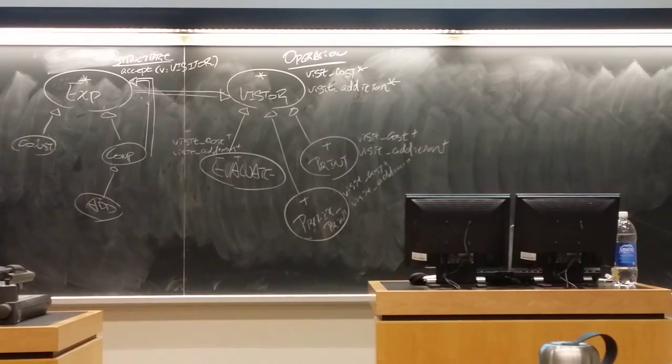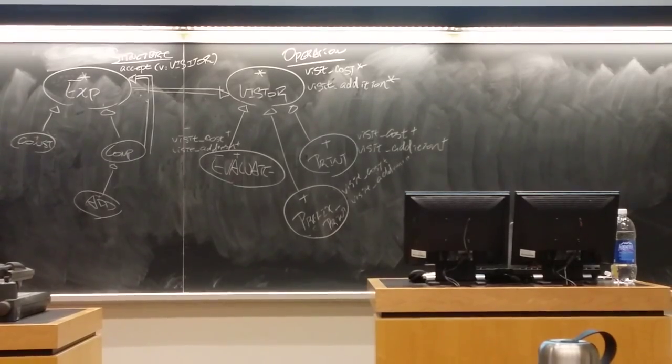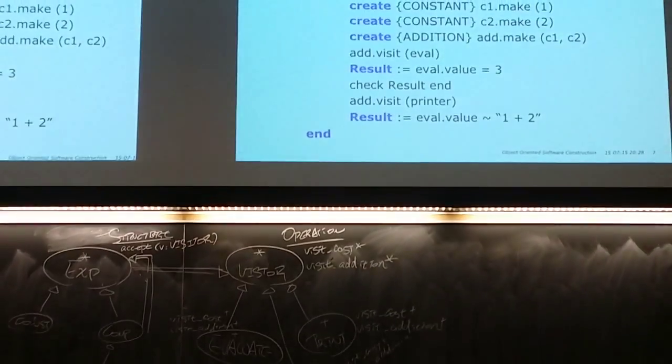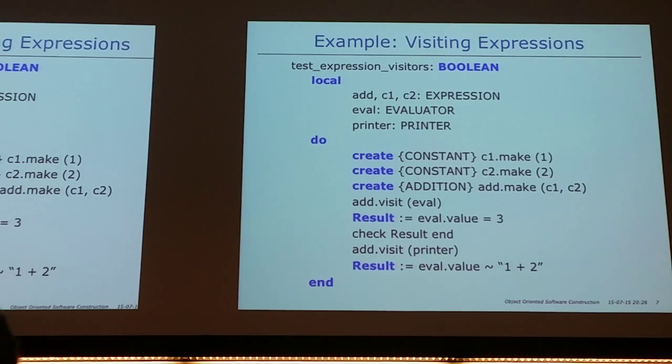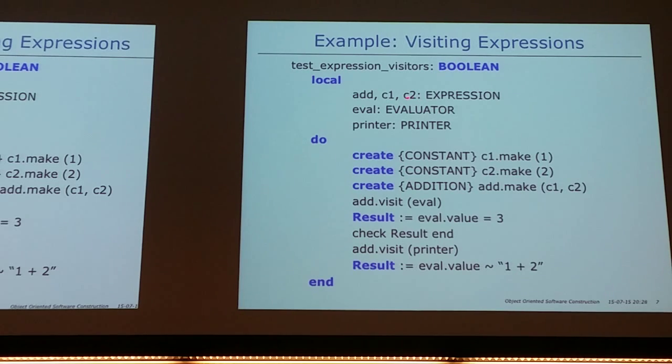First of all, let's see how this works from the client's point of view. Now I'm talking about expression being the client and the visitor being the supplier. So let's see how this cascade works. Let's say we have different expressions here. We have addition, we have constant number 1, constant number 2. And we have 2 different visitors here, the evaluator and the printer.